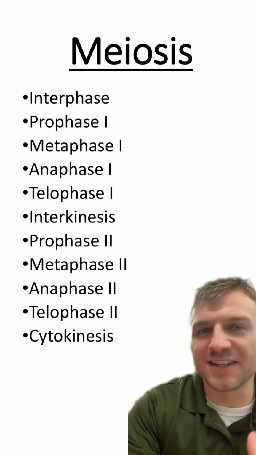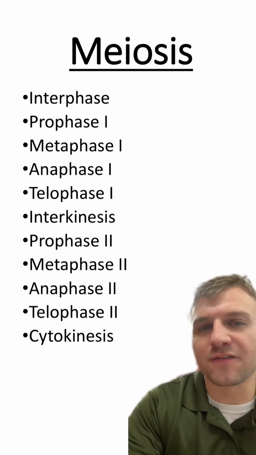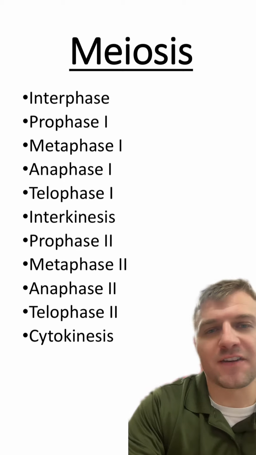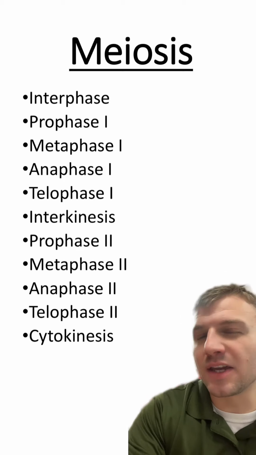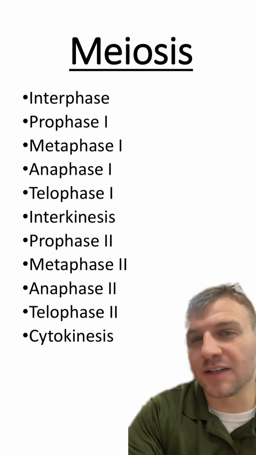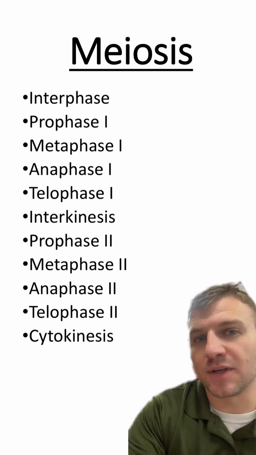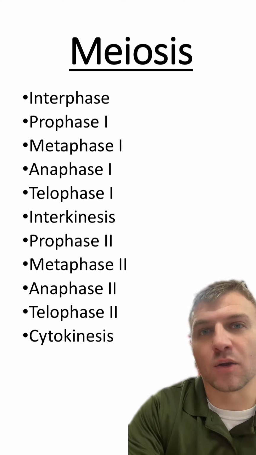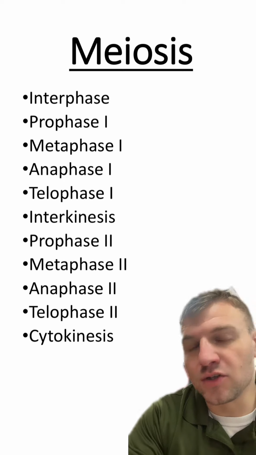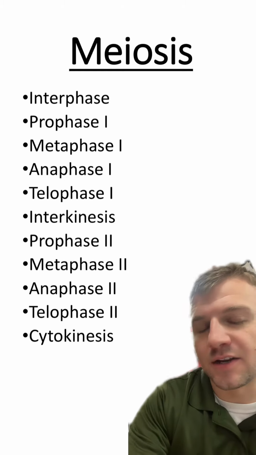Here are specifically the steps of meiosis. You're going to see that we start out with a regular interphase, followed by prophase 1, metaphase 1, anaphase 1, and telophase 1. Between meiosis 1 and meiosis 2 is something called interkinesis. During interkinesis, there won't be another round of replication, but this is just a resting period for the cell between the cell divisions. Then there is prophase 2, metaphase 2, anaphase 2, and telophase 2, and lastly followed by cytokinesis.